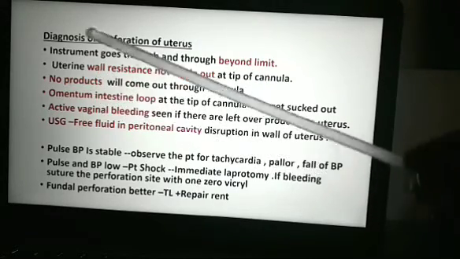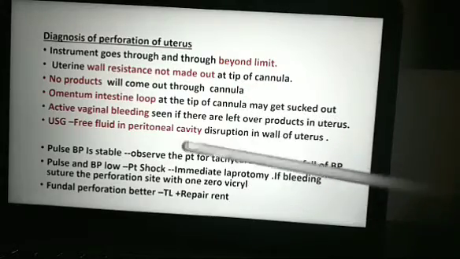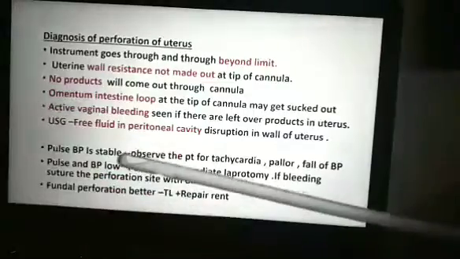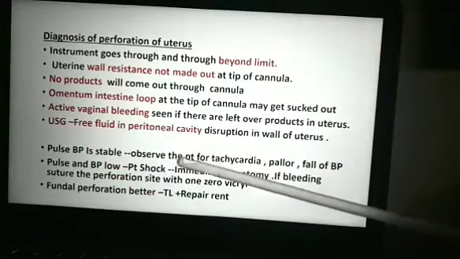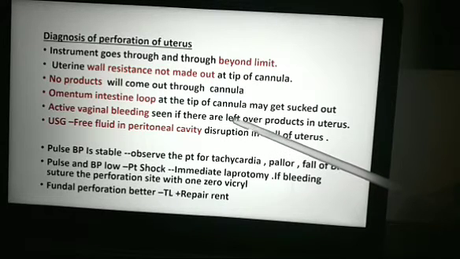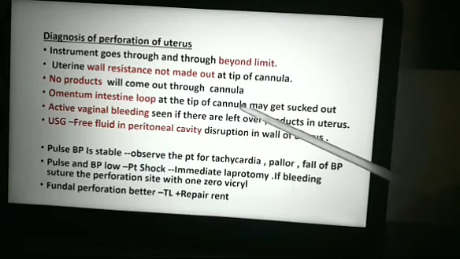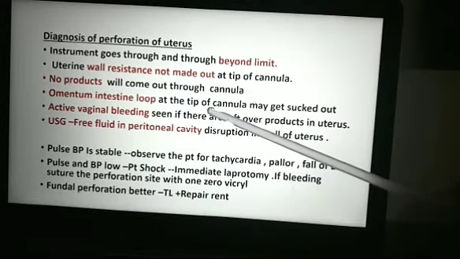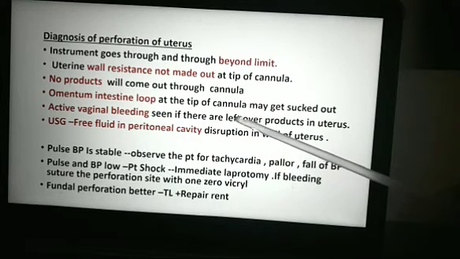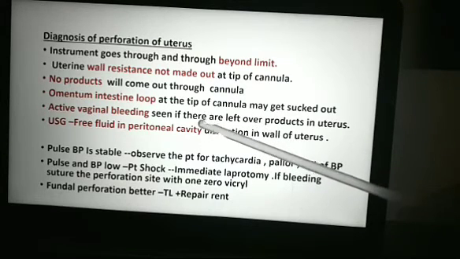Sometimes if I remove the cannula outside with the suction intact, then along with the cannula, the omentum and the loops of intestine also hang out through the os. Rarely. It's a rare thing, but you should remember, especially after 14 weeks, that is a risk. Active vaginal bleeding is seen sometimes because of the leftover products in the uterine cavity.